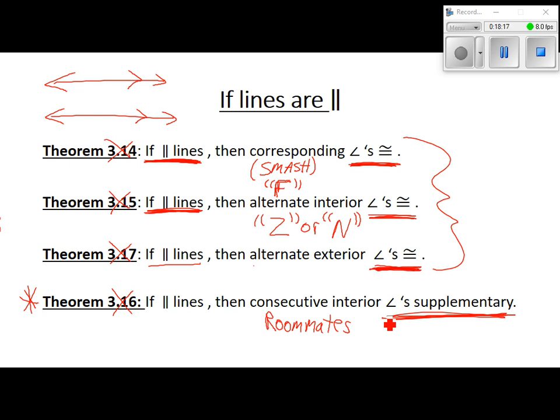The last one, if the lines are parallel, consecutive interior angles have to add up to 180 degrees. They have to be supplementary to each other. This is everything that we're covering today. This is the main idea of all of it.